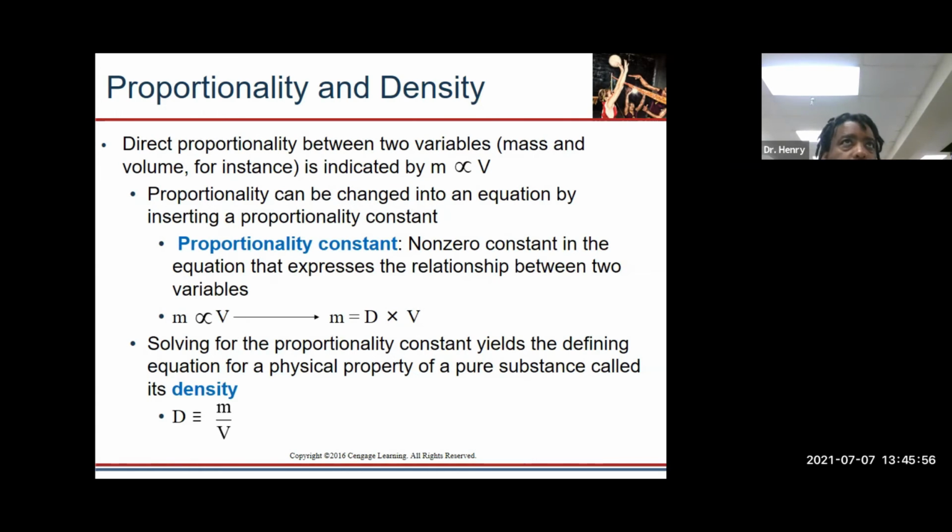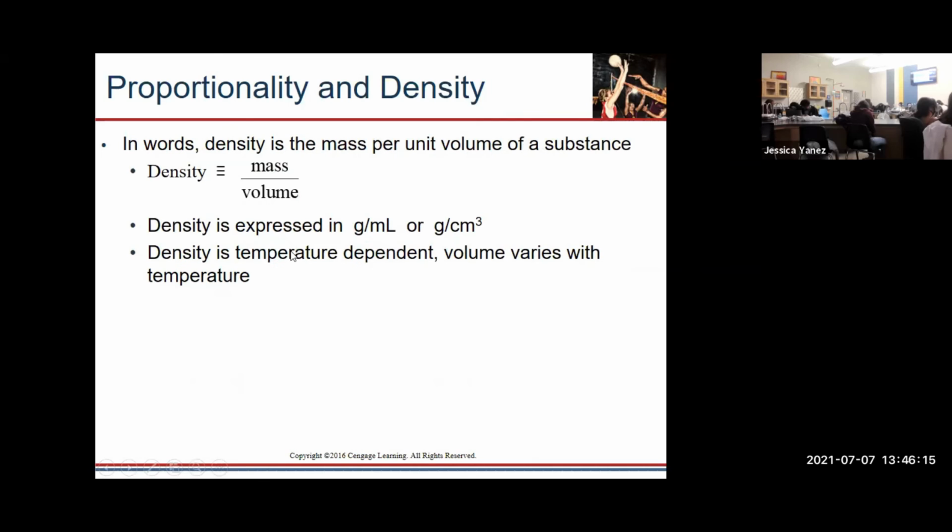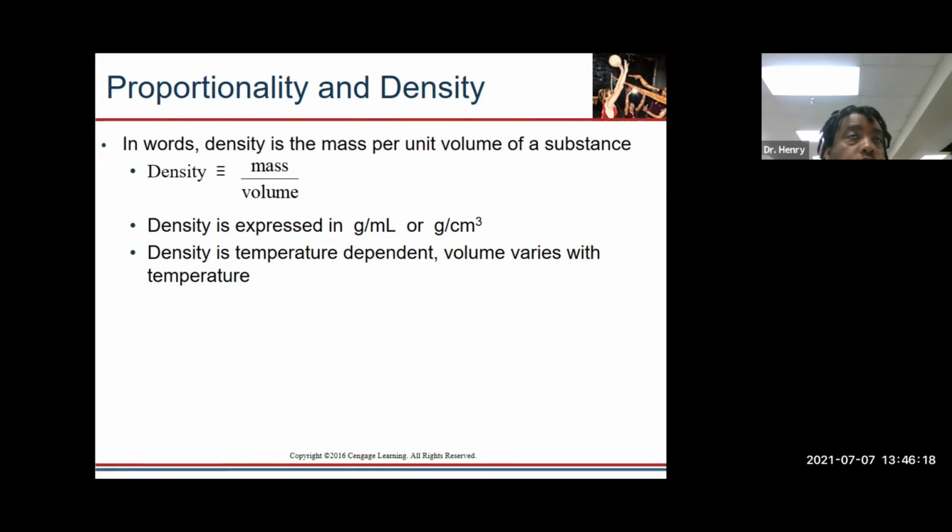So this is basically showing you exactly what we just talked about, that there's a proportionality constant that we can use to make the equations actually equal rather than just proportional to something. And then this is how they figured out about density. Okay, so density is equal to mass over volume. The units for density are grams per milliliter, grams per cubic centimeter, pounds per cubic foot, or pounds per cubic inch.